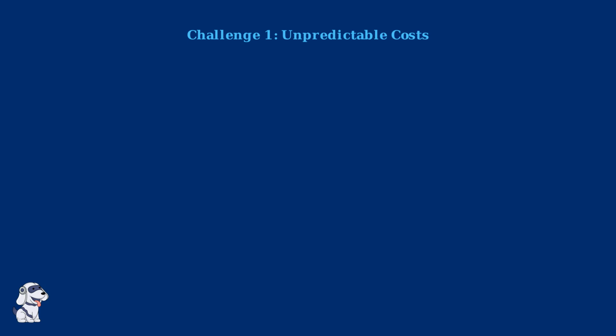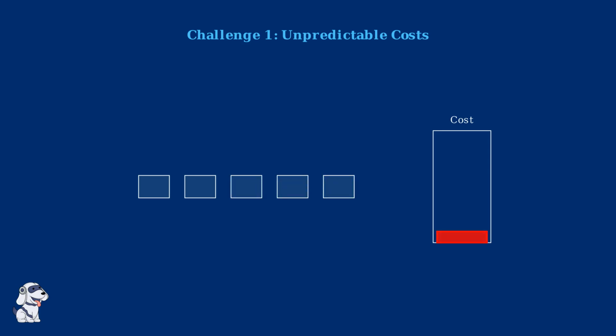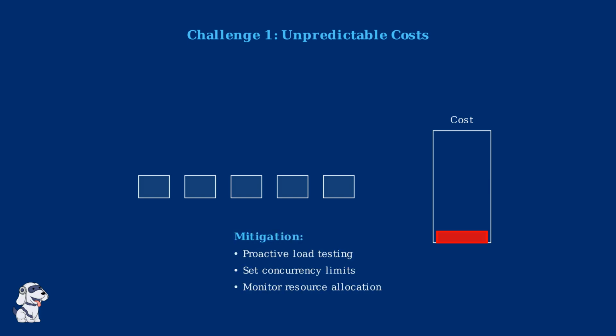While Cloud Run offers powerful auto-scaling capabilities, it can present several challenges that require careful consideration and mitigation strategies. Unpredictable costs can arise when auto-scaling is not properly bounded or when resource allocations per container are misconfigured. The solution is proactive load testing and implementing concurrency limits to forecast and contain expenses before they spiral out of control.